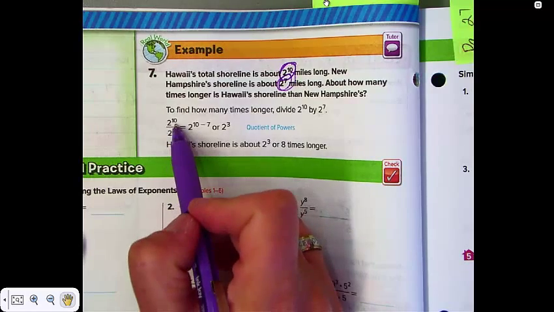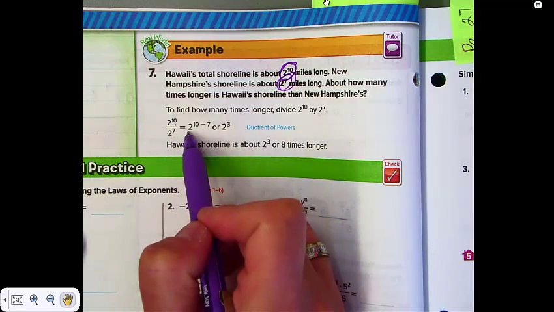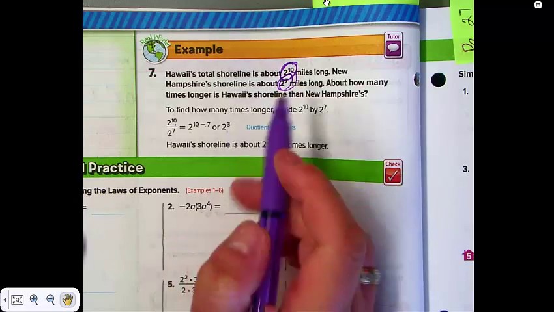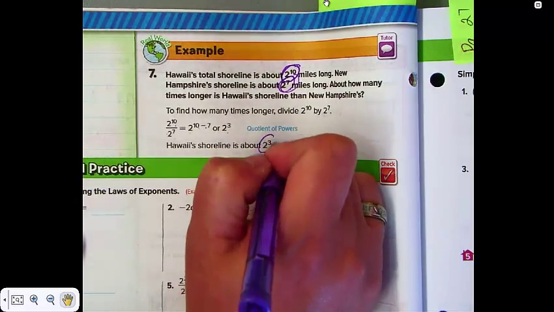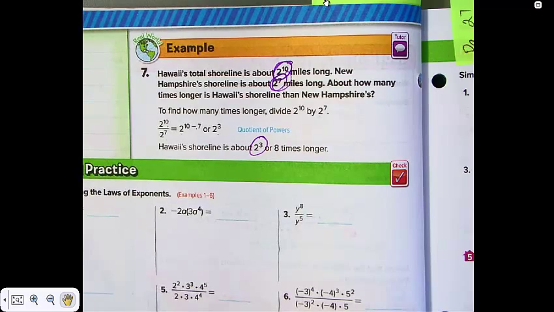So I take 2 to the 10th over 2 to the 7th, which means that I'm going to subtract the exponents, and 10 minus 7 is 3. So Hawaii's shoreline is 2 to the third times longer, or 8 times longer.